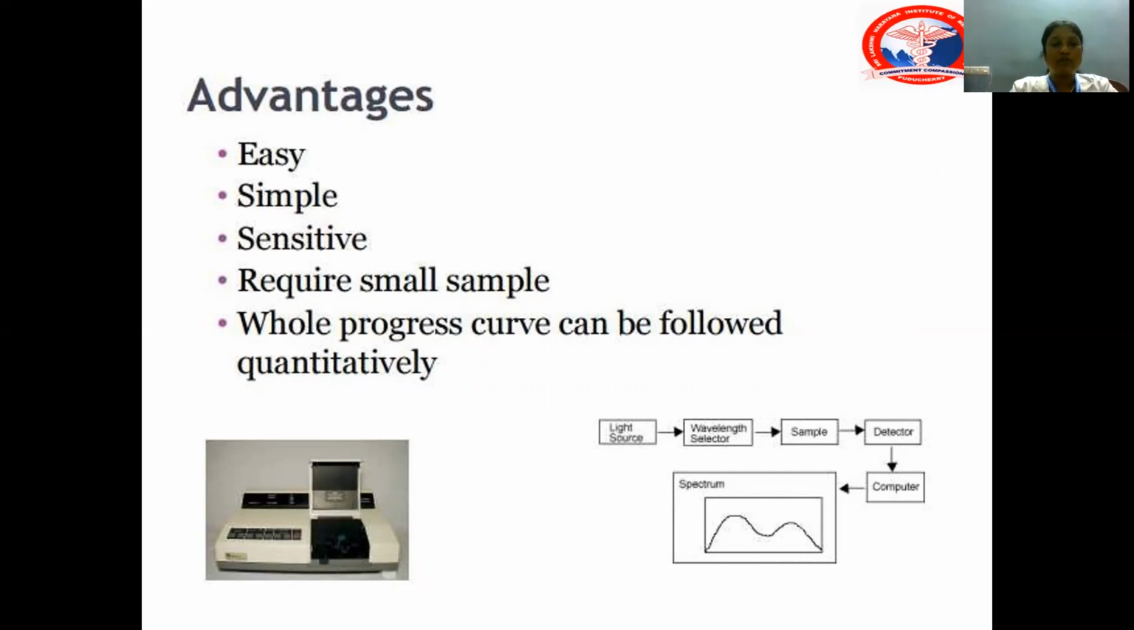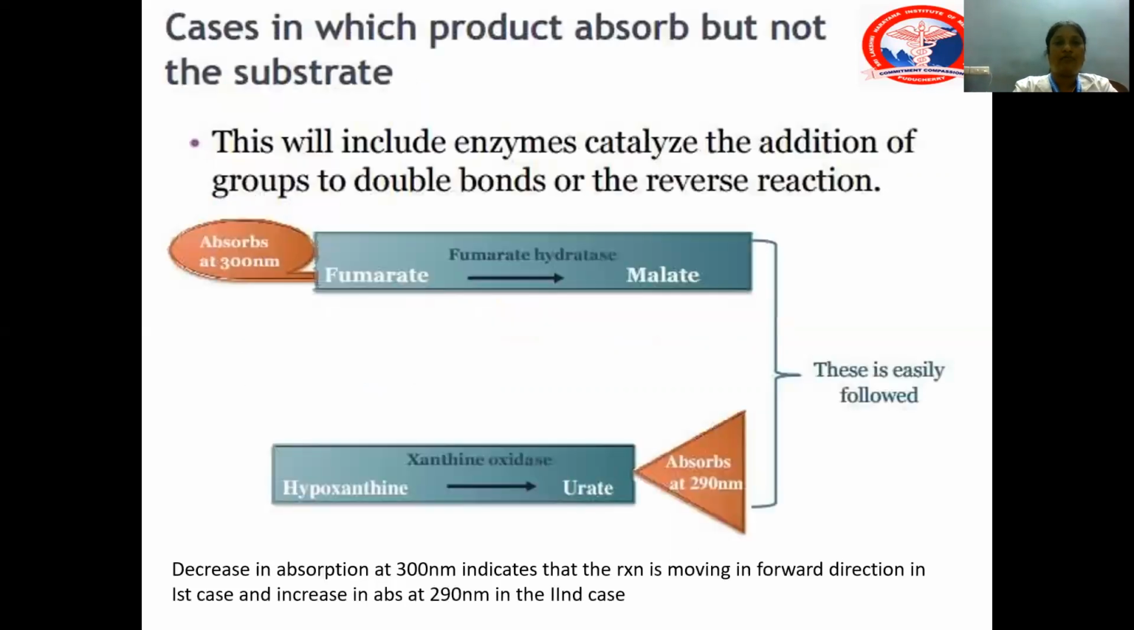The advantages of spectrophotometric detection are: it is easy, simple, and sensitive, it requires a very small sample, and the whole progress curve can be followed quantitatively.